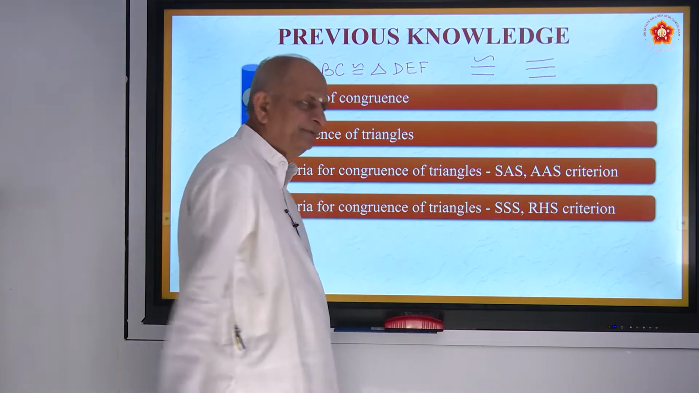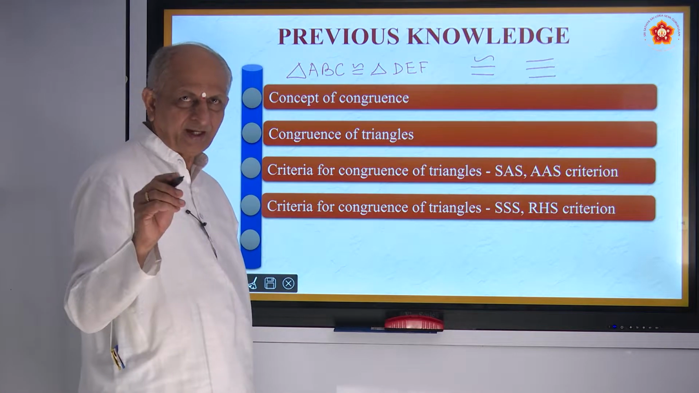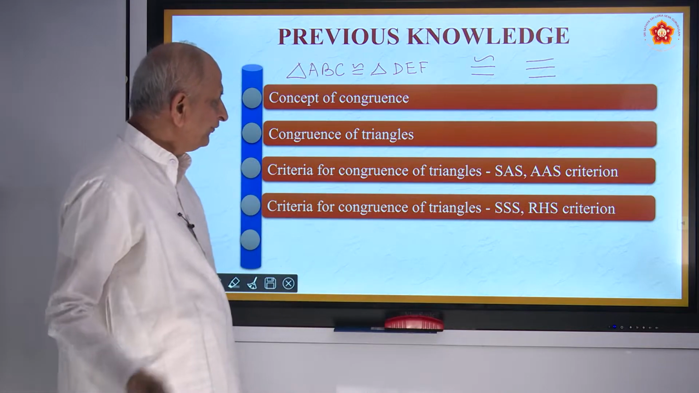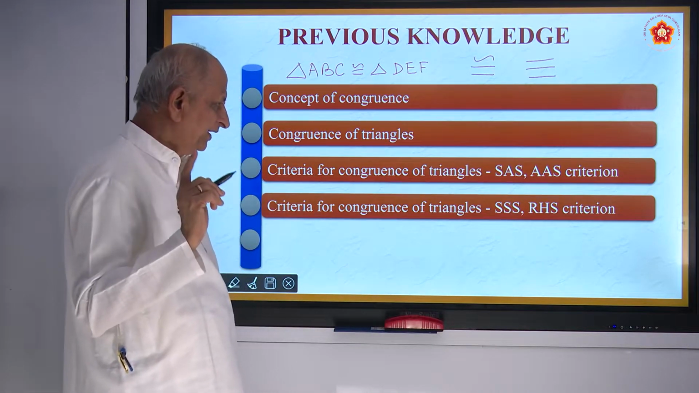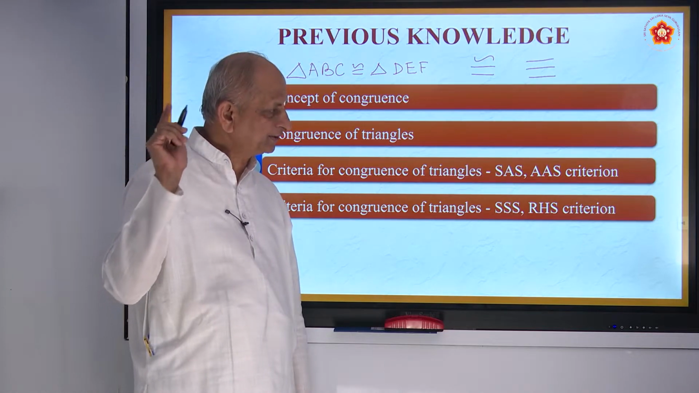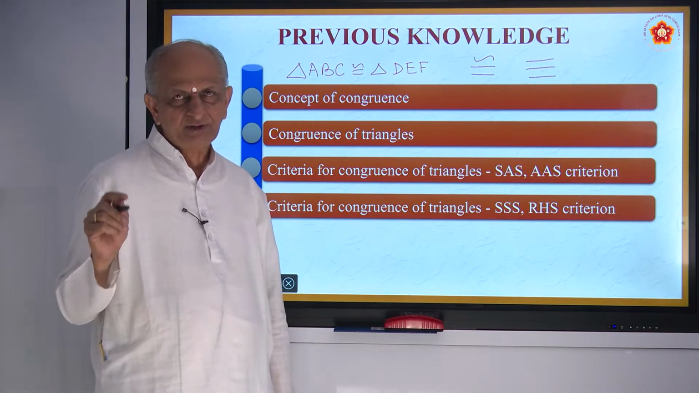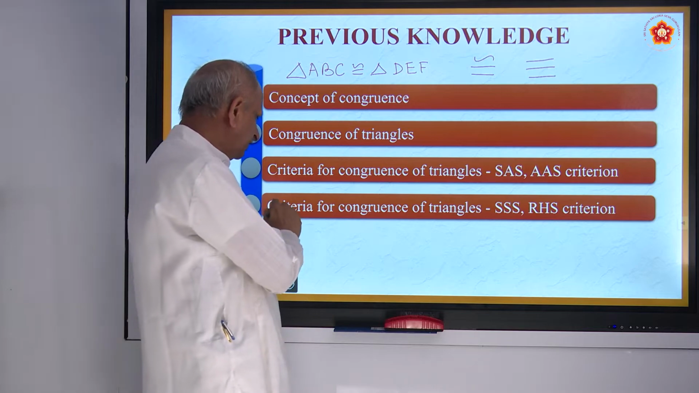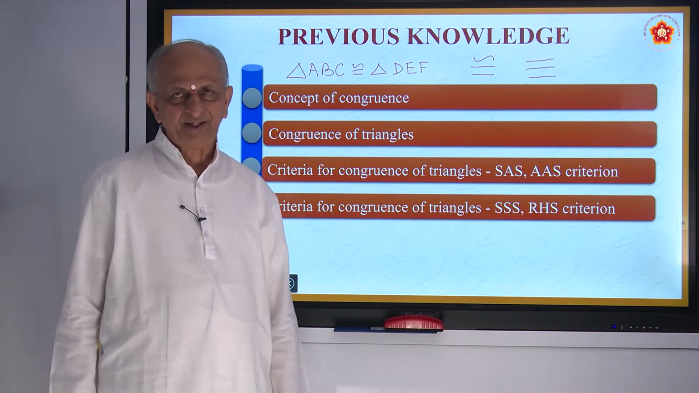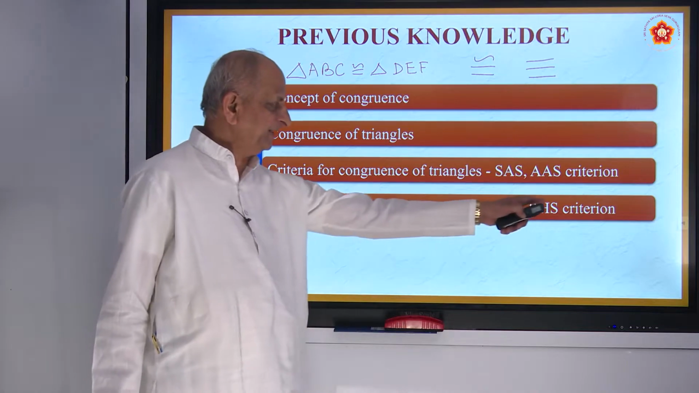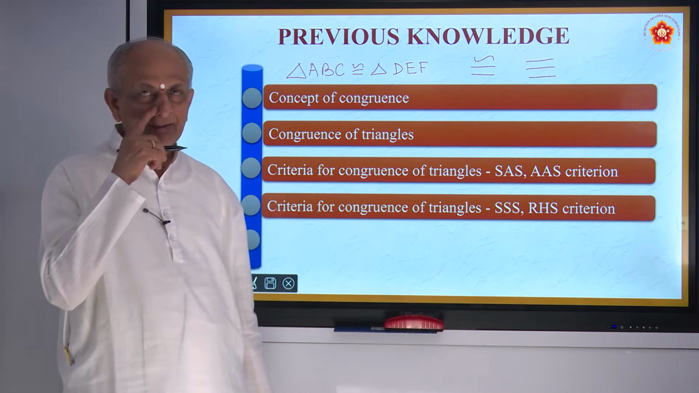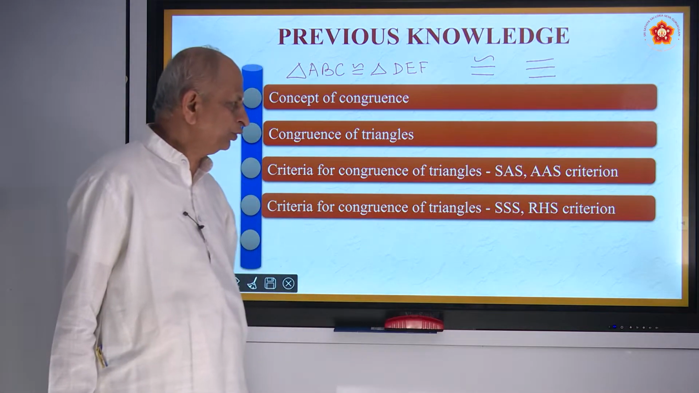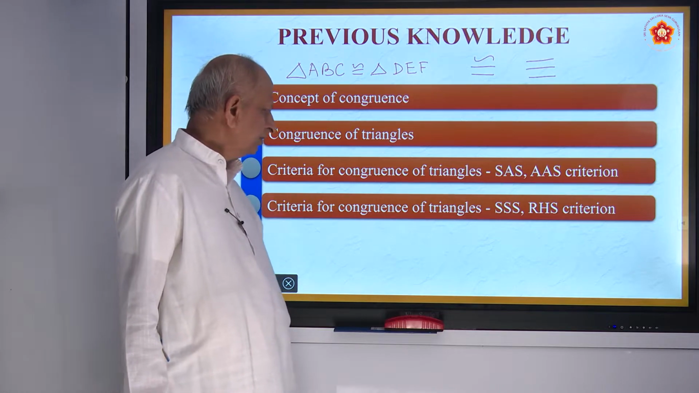What is RHS? That is right angle, hypotenuse, side. So it refers to right angle triangles. If the hypotenuse and one side of one right angle triangle are equal to the corresponding side and hypotenuse of the other, the two right angle triangles are congruent. So this is what is called criteria. What is criteria? It is the plural of criterion. What is a criterion? It is a condition. So under these four conditions, the two triangles are said to be congruent.